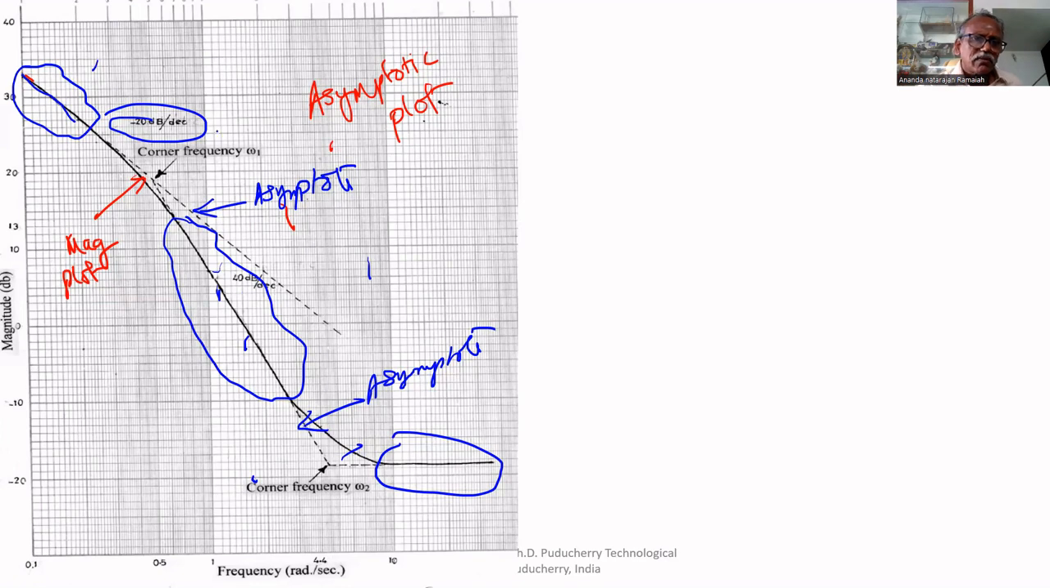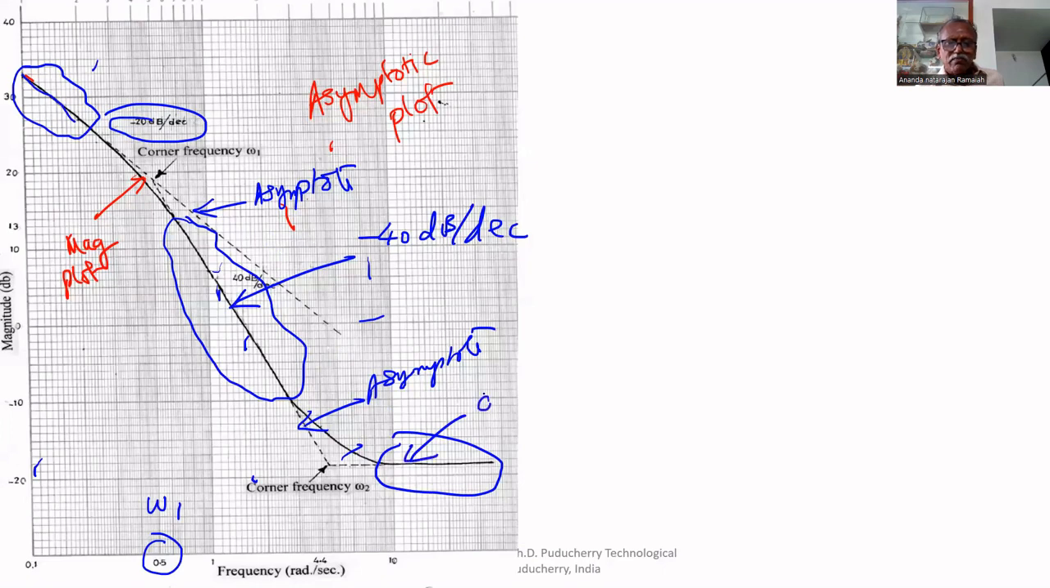We know the corner frequency. The first asymptote and the second asymptote meet at 0.5. That is the corner frequency 1, omega 1. One corner frequency we got. What is the slope here? The slope of this line is minus 40 dB per decade. The change in slope is minus 20 dB. So now this minus 40 dB becomes 0. Here it becomes 0 dB per decade.